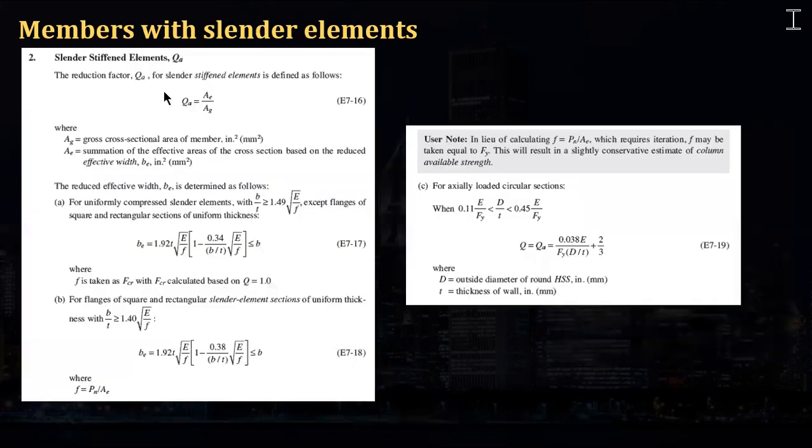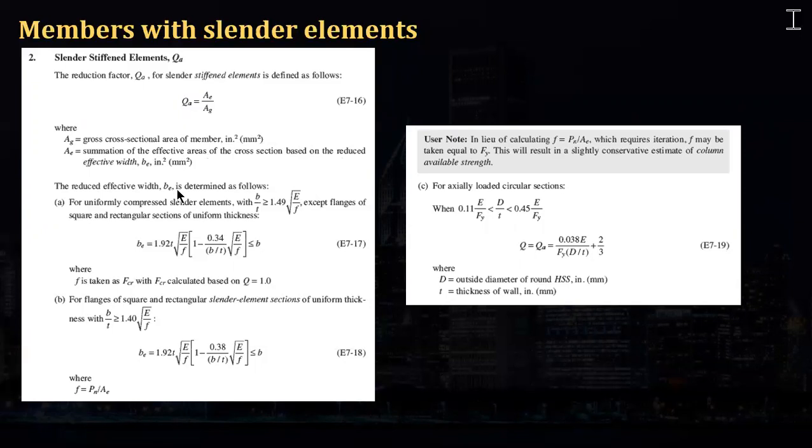So this will be the formula that we're going to use. The reduction factor Qa for slender stiffened elements. For the W shape flange, again, that is the web. Qa is equal to the ratio of the effective area over the gross area of the W shape. And that effective area is the summation of effective areas of the cross-section based on the reduced effective width be. The width that is mentioned here is the width of the web.